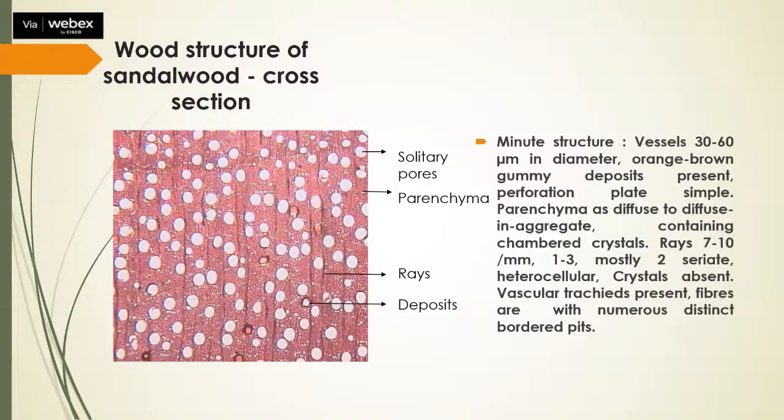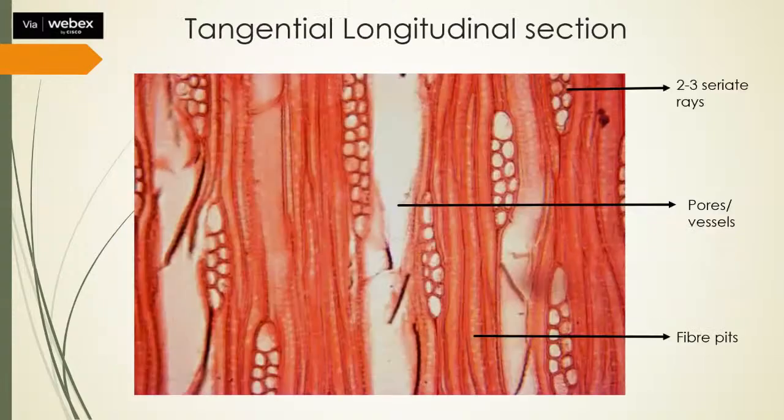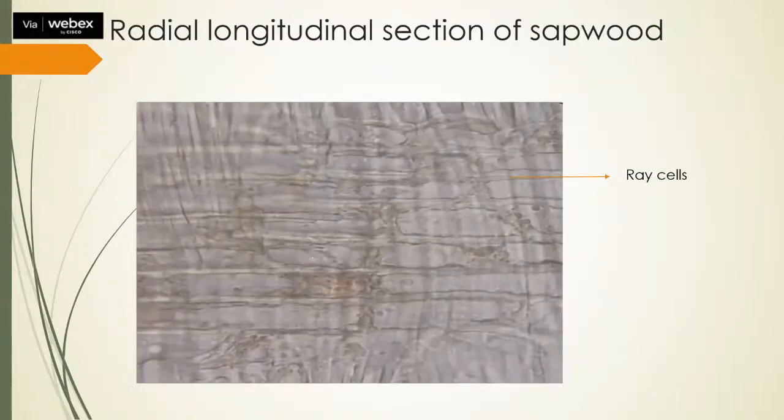And here you can see some of the parenchyma which is very small. Some are 3, some are 4, like that. So it is called diffuse to diffuse in aggregate. Diffuse means it is just scattered and not associated with the vessels here. Then it contains chambered crystals. Containing chambered crystals means they are seen in the radial section or in the tangential section. I will show these crystals in the coming slides.